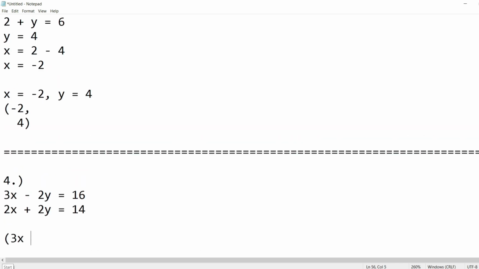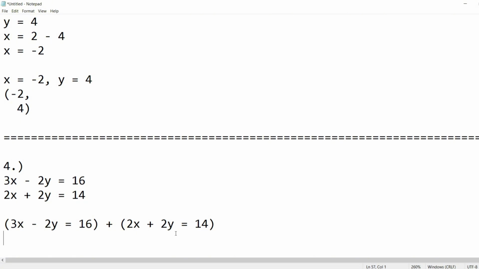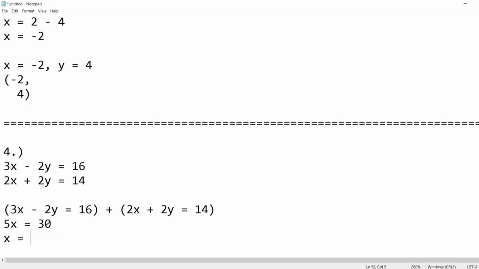So let's take our first equation, 3x minus 2y equals 16, and let's add 2x plus 2y equals 14. And if we do that, then negative 2y plus 2y is 0. So the y terms will cancel out. And then 3x plus 2x is 5x. And then 16 plus 14 is 30. So we obtain 5x equals 30. Divide both sides by 5 and we obtain x equals 6.